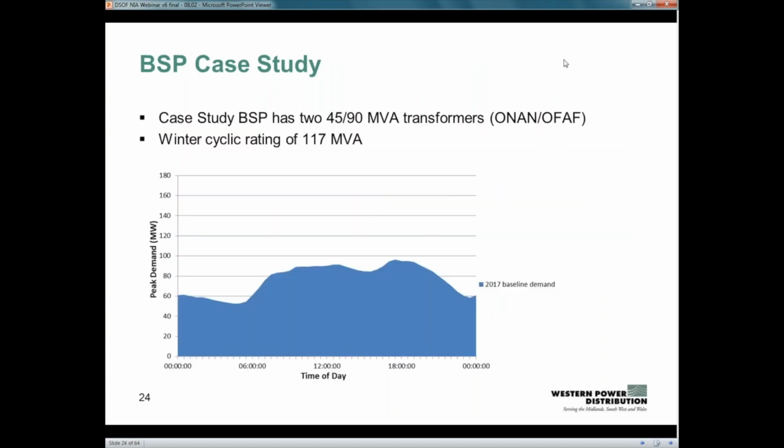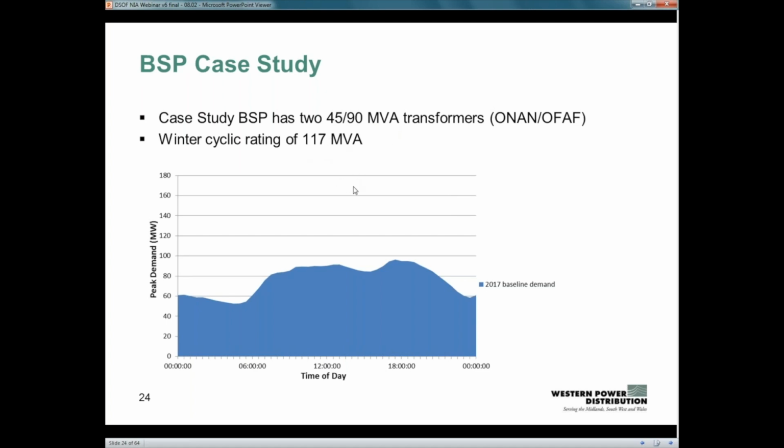So yeah, hopefully running through a case study here will represent this a bit better. We've got a BSP from our southwest license area, a bulk supply point, a 132 kV to 33 kV substation. If you look at the figure on this slide, what you see is a representation of the peak demand profile at winter peak. So this is just under 100 megawatts currently. It's supplied by two 90 MVA transformers with a cycle rating of 117 MVA.